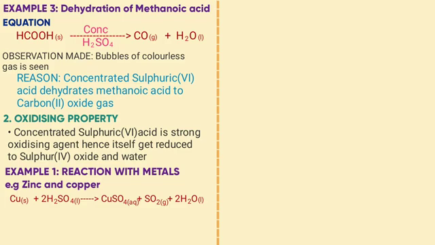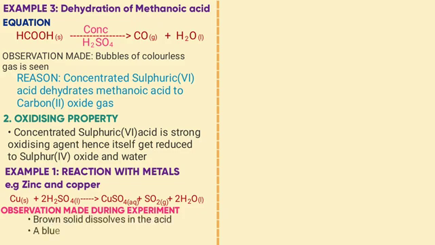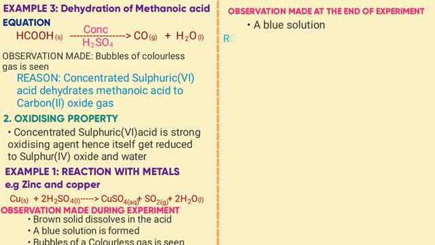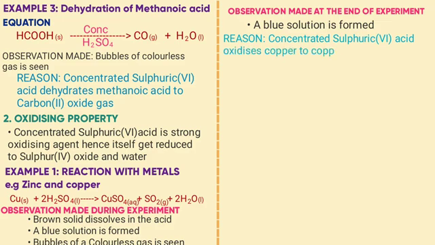Observation made during the experiment: brown solid dissolves in the acid. A blue solution is formed. Bubbles of a colorless gas are seen. At the end of the experiment, a blue solution is formed. Reason: concentrated sulfuric acid oxidizes copper to blue copper 2 sulfate solution while itself reduced to sulfur dioxide gas and water.